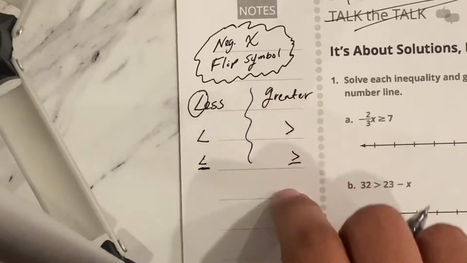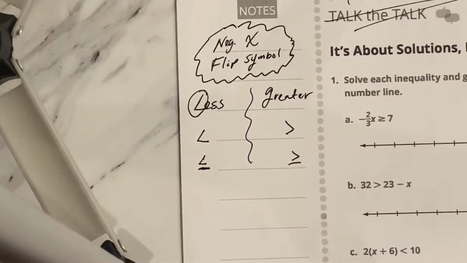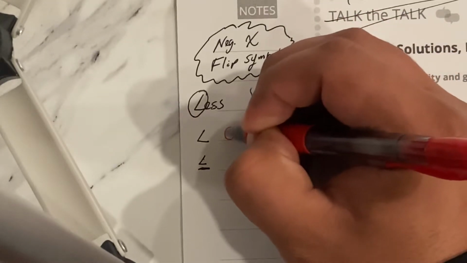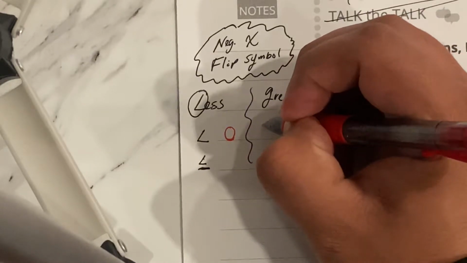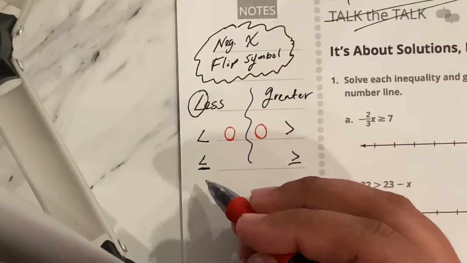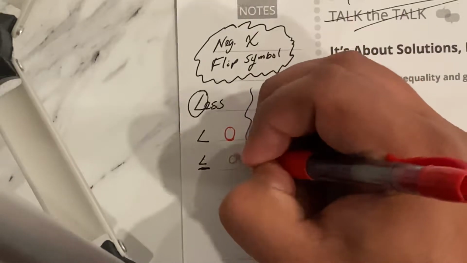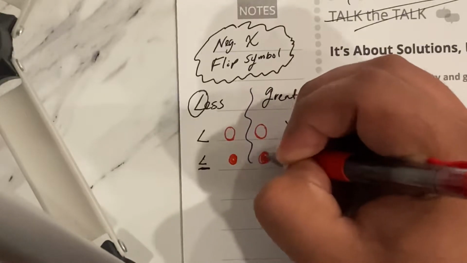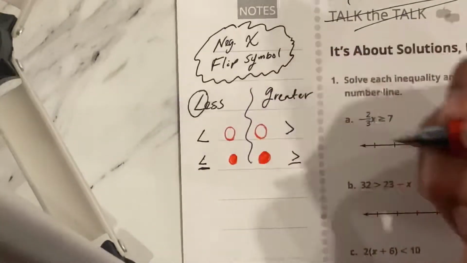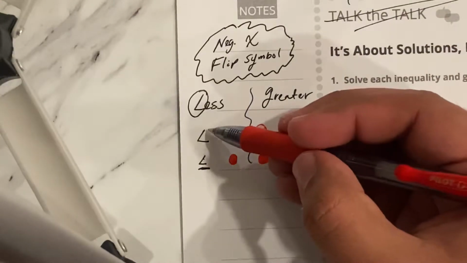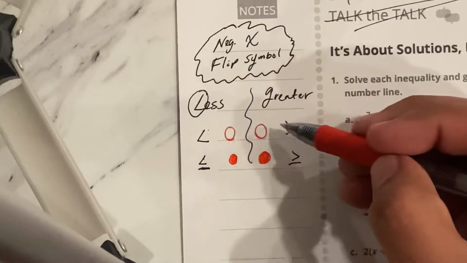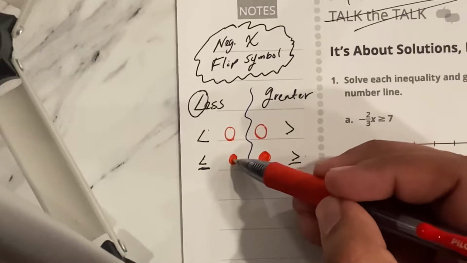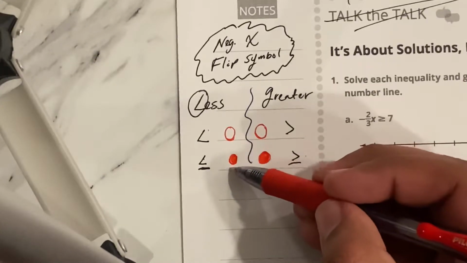Why do we need to know the differences? Well, this is the interesting part. For these two symbols, the circle is open. For our equal to symbols, our circle is closed. Why is that happening? Because a greater and a less symbol does not include that value. It's an empty space. Our equal to signs have that value and it is part of the number line.